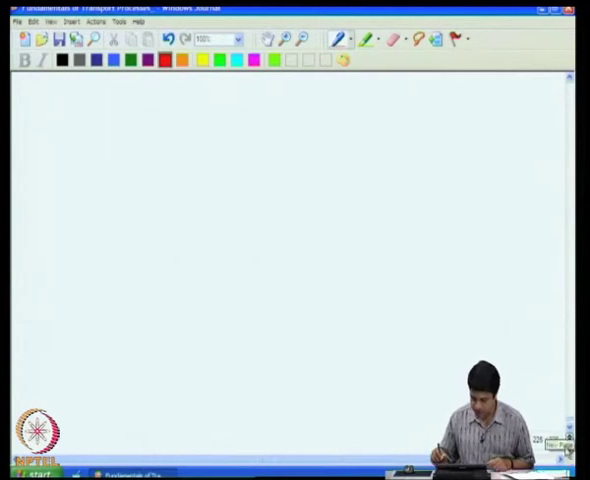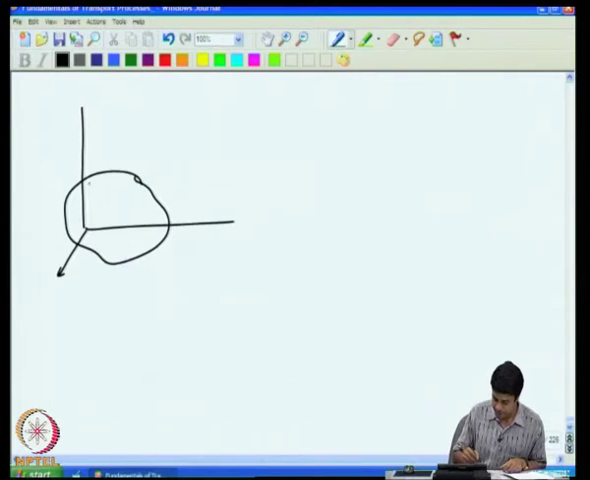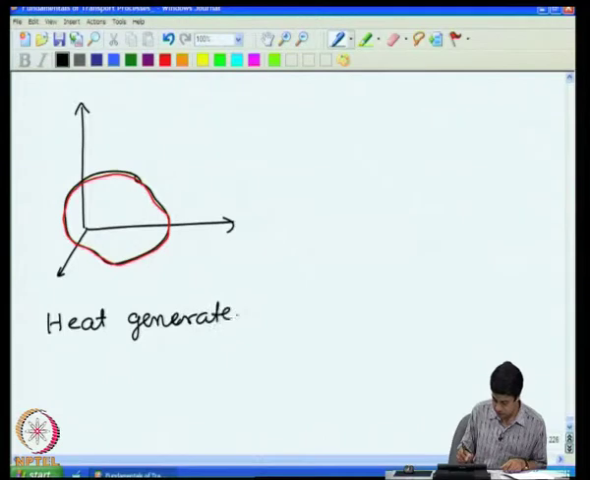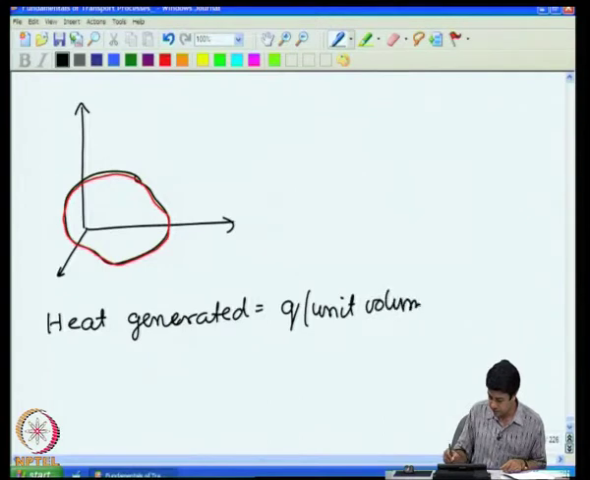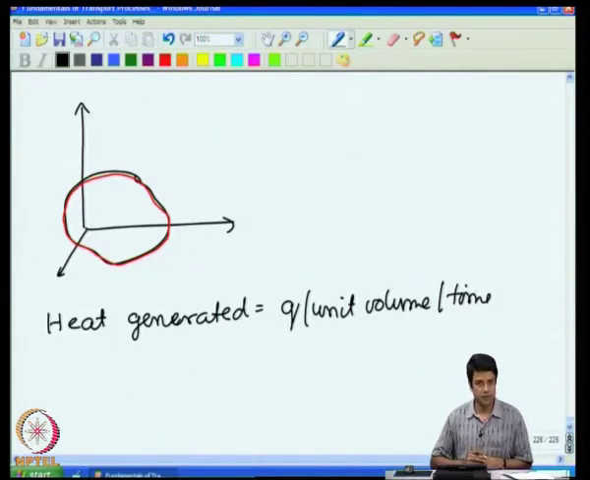I could also use the concept of point sources to solve a problem where I have some distributed source. Let us say I have a source which is generating heat Q per unit volume per time. This is what you will have, for example, if you have an exothermic or an endothermic reaction.